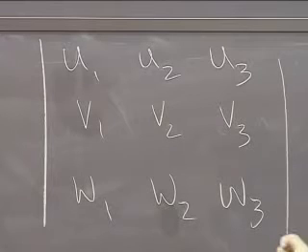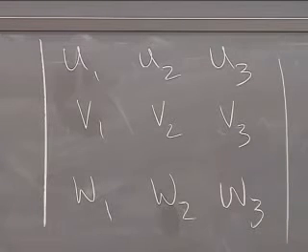Okay? Remember, this doesn't mean the absolute value. It could actually be negative. It's just a notation for the determinant of this matrix. So now we actually have a really nice interpretation of what the determinant of a 3 by 3 matrix is.